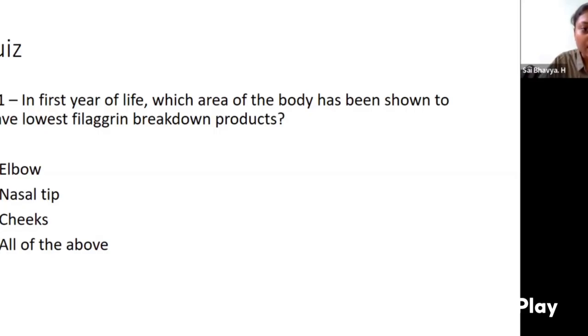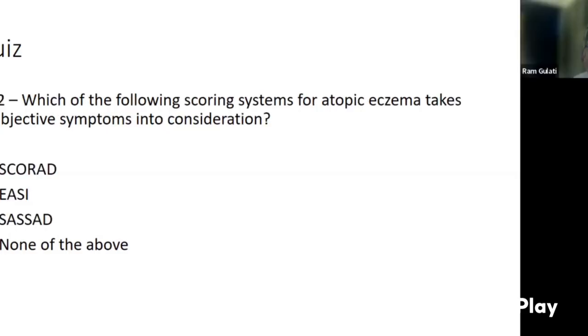The second one is, which of the following scoring systems for atopic eczema takes subjective symptoms into consideration? The first is SCORAD, second is EASI, third is SASAD, and the fourth is none of the above.